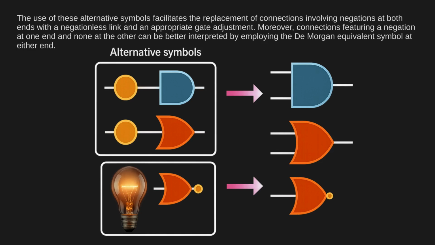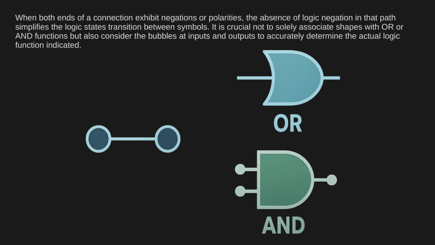Moreover, connections featuring a negation at one end and none at the other can be better interpreted by employing the De Morgan equivalent symbol at either end. When both ends of a connection exhibit negations or polarities, the absence of logic negation in that path simplifies the logic state's transition between symbols. It is crucial not to solely associate shapes with OR or AND functions, but also consider the bubbles at inputs and outputs to accurately determine the actual logic function indicated.